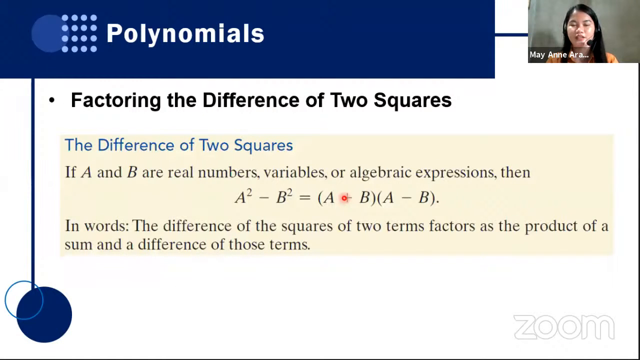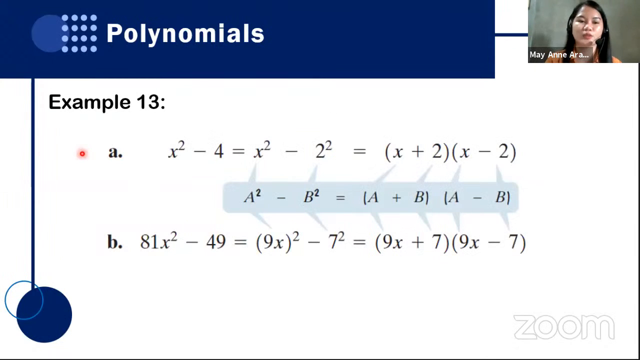Next, factoring the difference of two squares. So, ito mas madali kasi perfect square. So, pag nakita nyo na perfect square yung first and last term and the operation is subtraction, just get the square root of this. You have x squared, so that is x, and the square root of 4 is 2. So, just x plus 2, x minus 2.